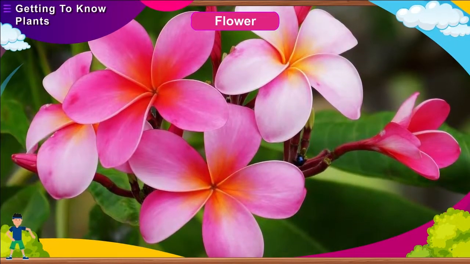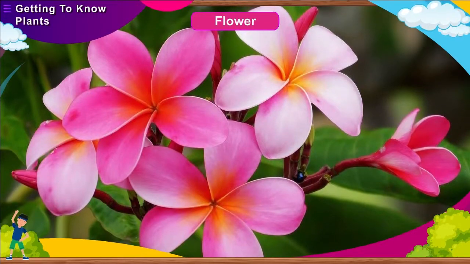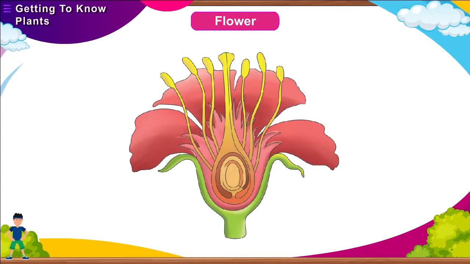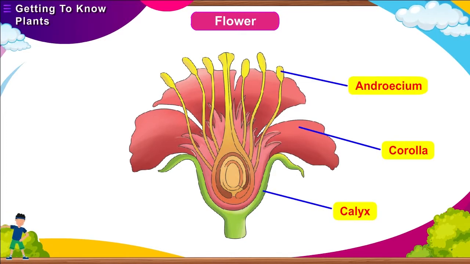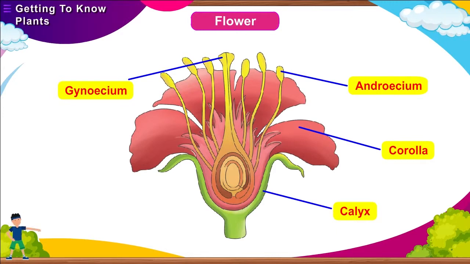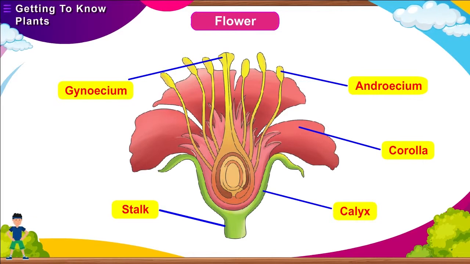Flower. Flowers are the most colorful, attractive, fragrant part of the plant. Generally, flowers are brightly colored and have a sweet smell. A flower is made up of 4 whorls or circles. They are calyx, corolla, androecium, and gynoecium. The flower is attached to the branch by the stalk. The stalk is also called the pedicel. The pedicel swells up as thalamus and supports the 4 whorls.